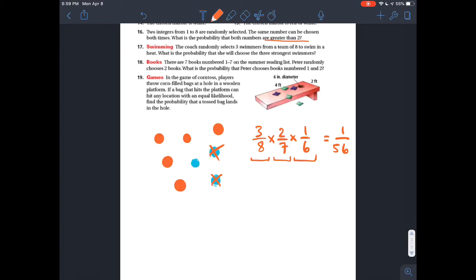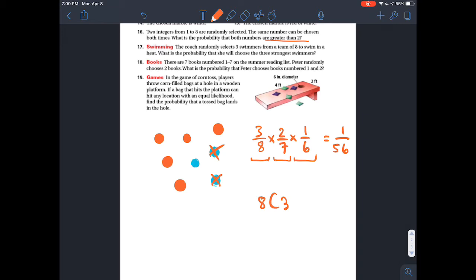Another way to think about that: what is the number of ways that the coach can choose 3 swimmers from a group of 8? The number of ways to choose 3 swimmers from a group of 8 is 8C3. And there's only one way that you can pick the three strongest swimmers. Either you pick the 3 strongest swimmers or you don't, so there's only one way to do that.